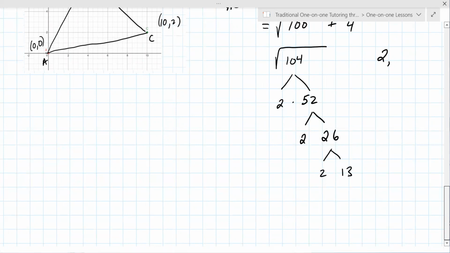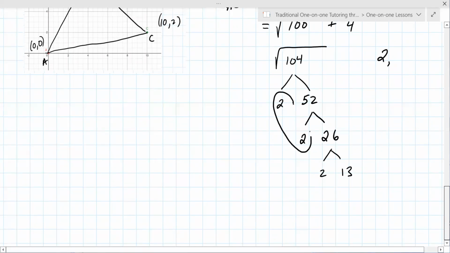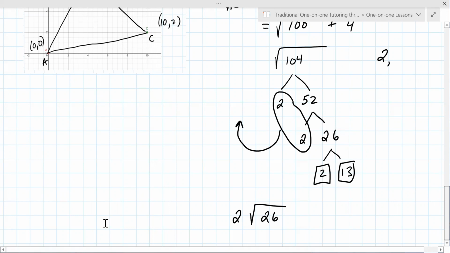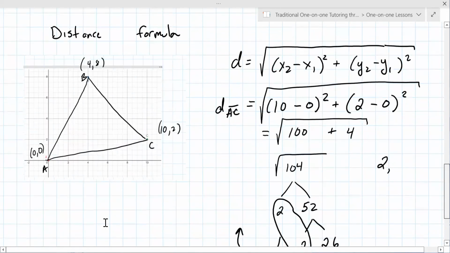And you stop when you get prime numbers. 13 is a prime number. So now you circle pairs. There's only one pair, and you can bring that out. So this becomes 2 square root of what's left over. The 2 and the 13 are left over, but they multiply to 26. Let me write all this down. Can you scroll back to the distance formula? Sure. All right. Let me just write that up and then I'm going to continue.